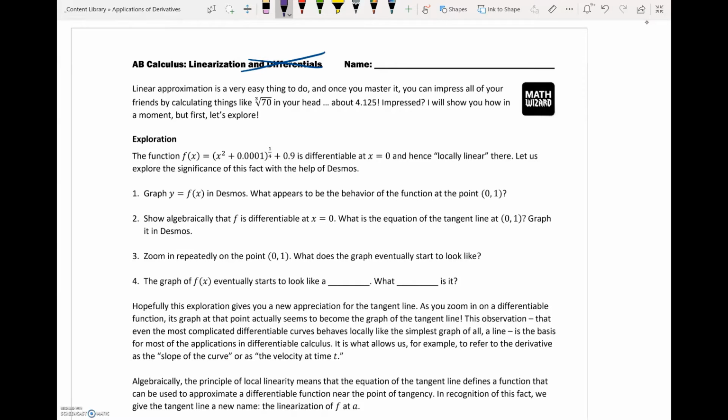An example of linear approximation is approximating the square root of 70 in your head, or the cube root of 70, and so on. It is a lot more work to do this without a calculator, but it's very possible to do it using calculus. Before we start doing linearization, I want you to explore the concept of it a bit first. What you can do is put this into Desmos, and then we're going to take a look at what local linear means.